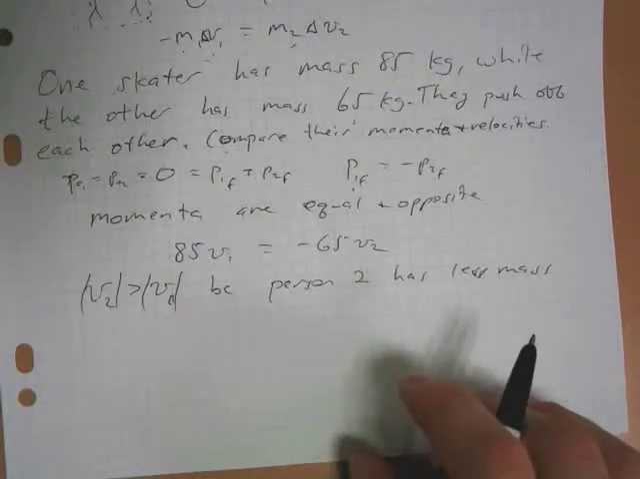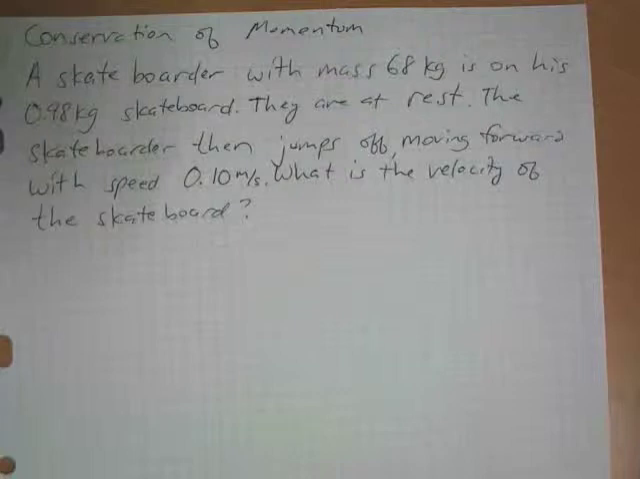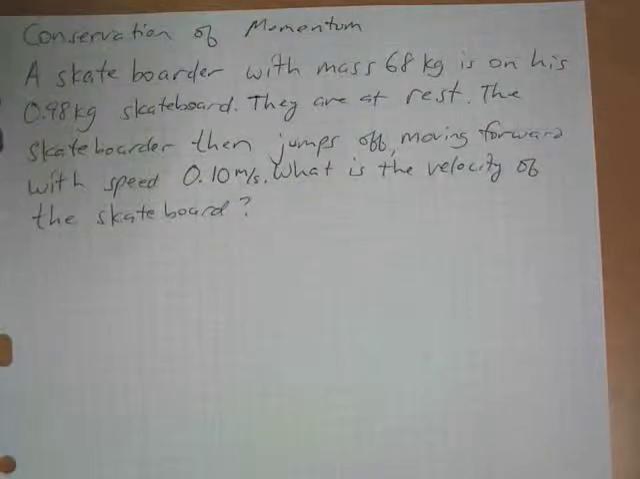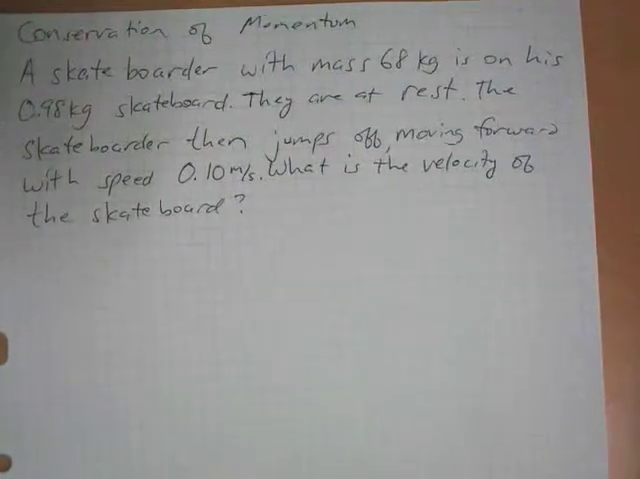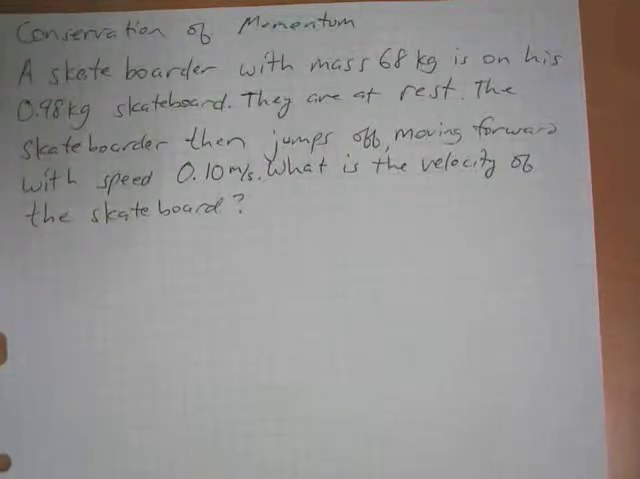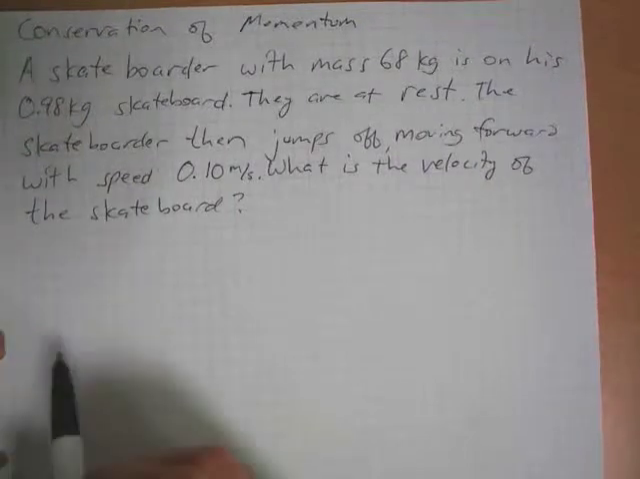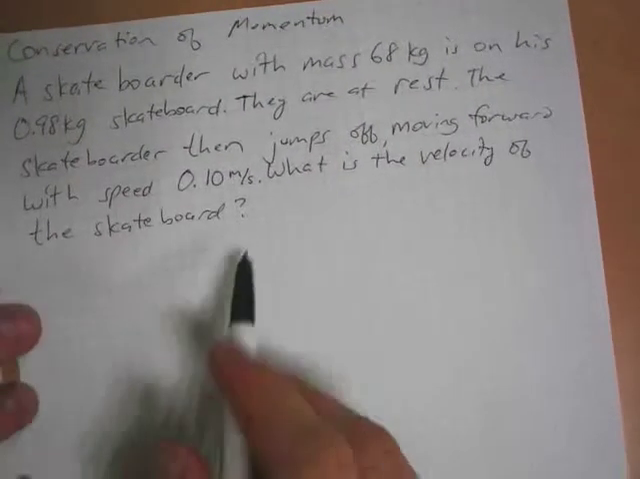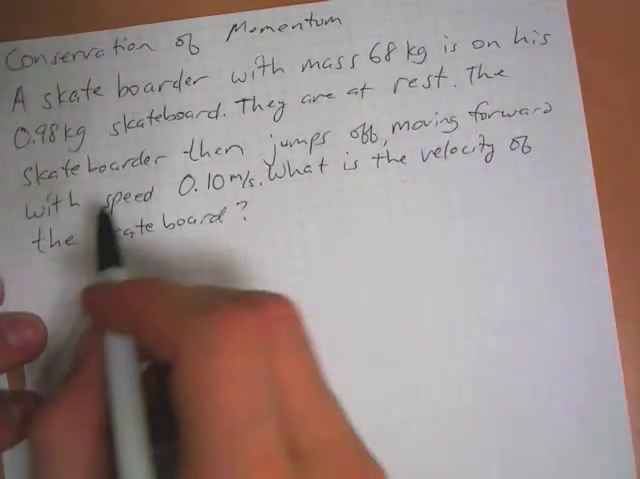We're going to look at a couple of examples where momentum is conserved. Let's look at this problem. We have a skateboarder with mass 68 kilograms on his 0.98 kilogram skateboard, and they're at rest, and he jumps off moving forward with speed 0.1 meters per second. What is the velocity of the skateboard? When we ask a question like this, we're thinking of the velocity of the skateboard immediately after he jumps off. It won't take very long for friction and whatnot to decrease the skateboard's speed, but we're talking about immediately after he jumps off. And in this case, we can say the net external force acting on these two is 0.